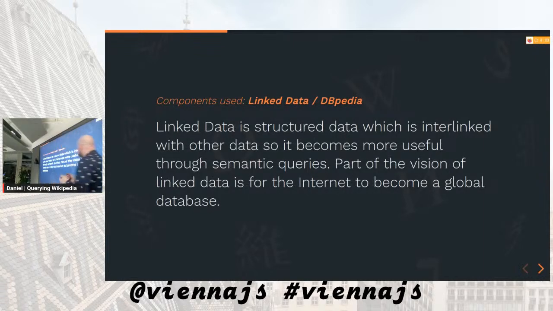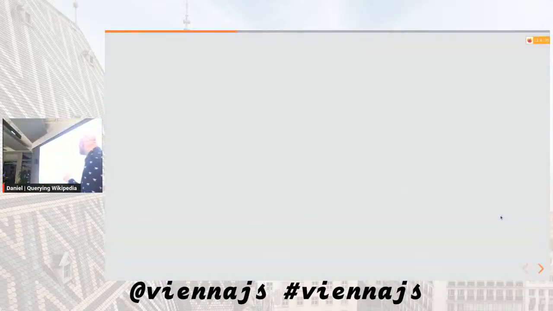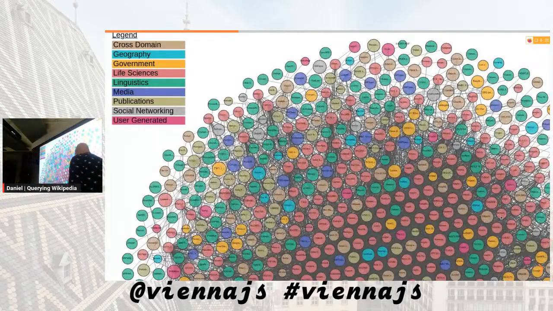So linked data is structured data, which is interlinked with other data, so it becomes more useful through semantic queries. Part of the vision of linked data is for the internet to become a global database. The idea is not that this is one system, of course, but it's all these systems working together. And there, the next slide is a nice illustration, which tells something about how far this vision is.